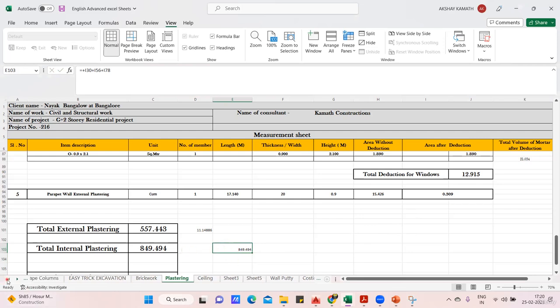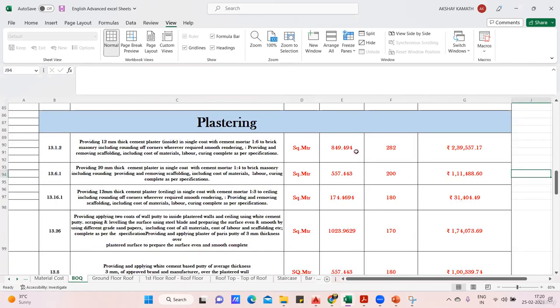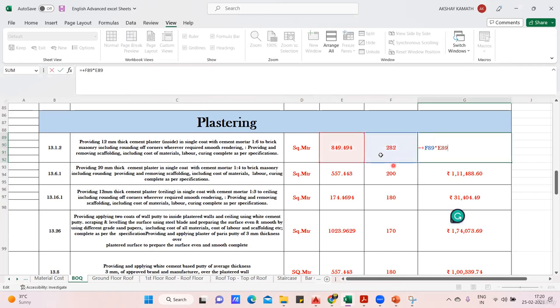So you go to the 849, go to the BOQ chart. You have to write 849. I've done the same thing, 849. Now coming to the rate, if you take the rate from the DSR, they are charging you 282 rupees. Accordingly, 849 multiplied by 282 will give me 2,39,557 rupees that will be spent on only the internal plastering of ratio 1:6.